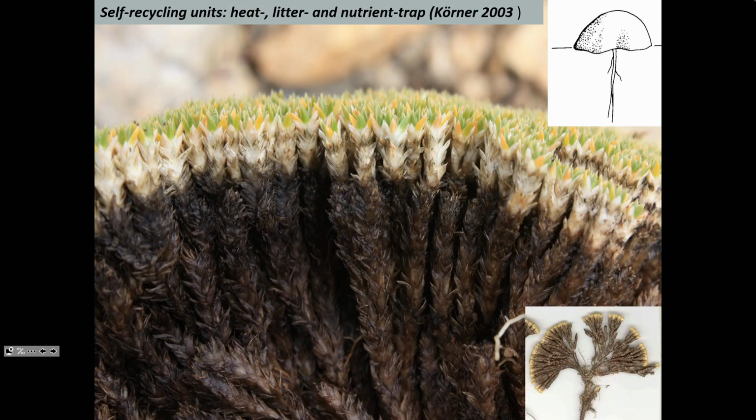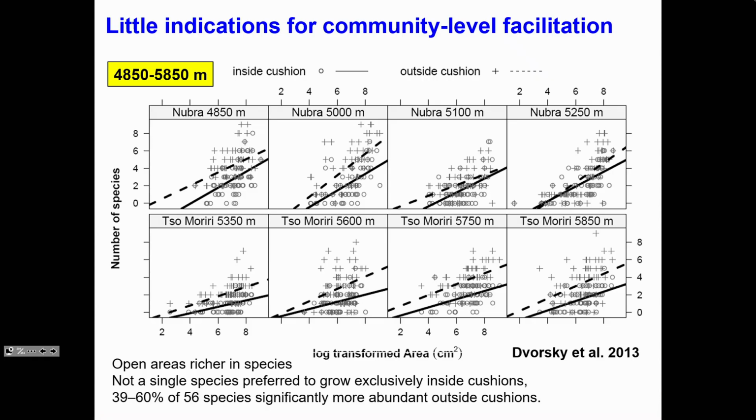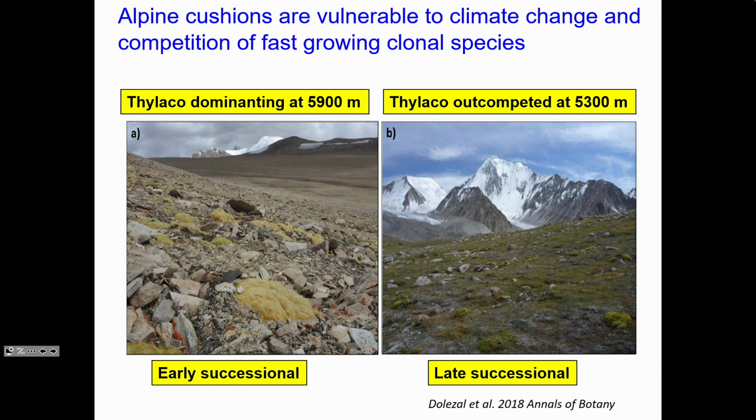Well, I don't know if I would like to grow in this kind of tough plant. It can be difficult to get through, to penetrate through. So we found little indication for community-level facilitation. So the diversity of species was always higher outside than inside of the cushion. All these stories about the importance or positive effect of big plants on small plants in the alpine zone are very often presented without the context.